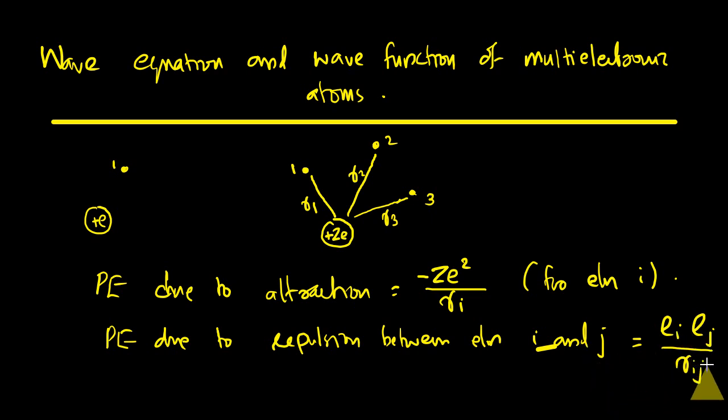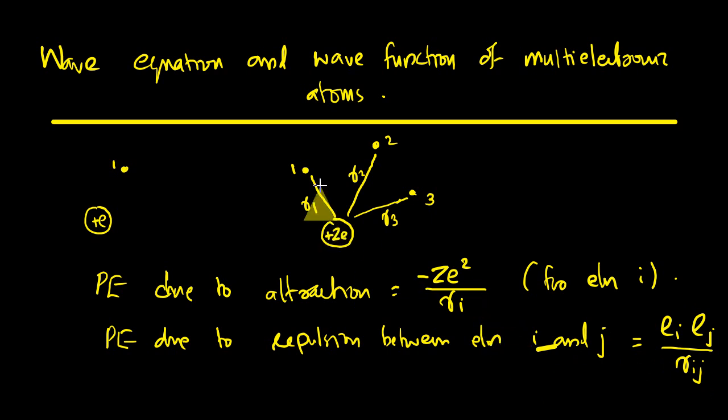So in this case I will keep this as ei ej just to designate that this is the repulsive potential energy between electron i and electron j.